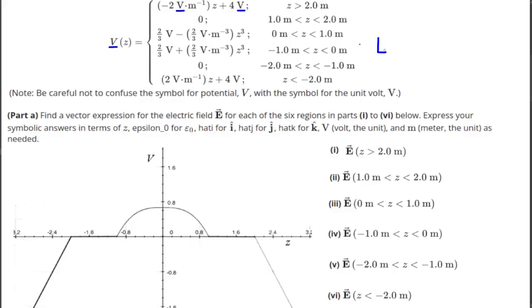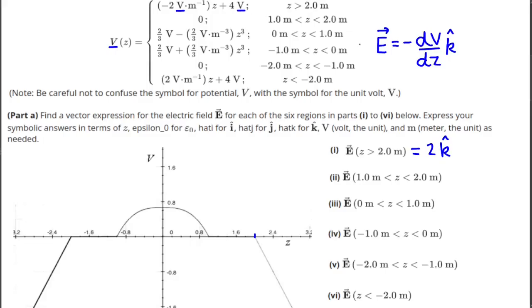So recall the electric field is minus the derivative of the potential function, and in this case it's a total derivative because the potential function depends on one variable, and the electric field acts in the z direction. So for z greater than 2 meters, we have the derivative being minus 2, so the electric field is 2 and acts in the k direction.